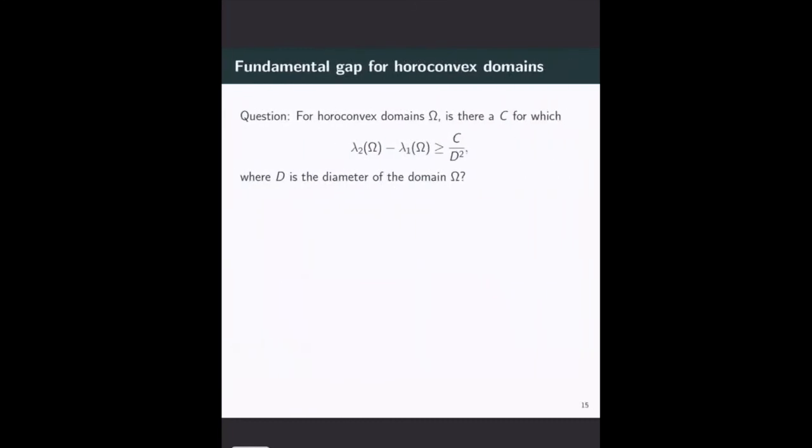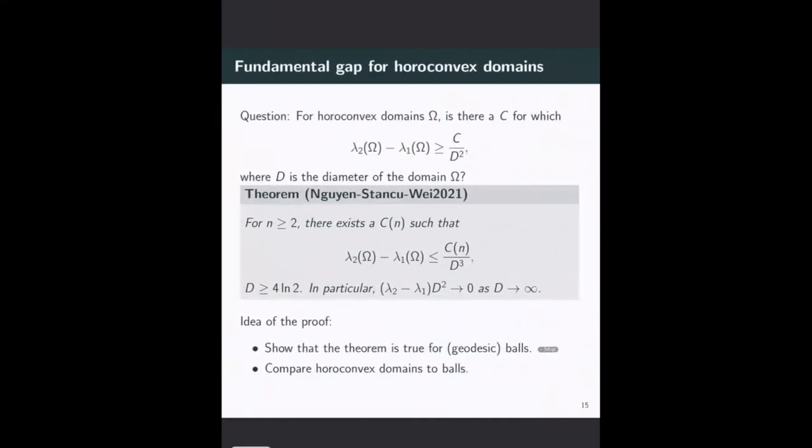So what about horoconvex domain? The answer is also no. In fact, for horoconvex domain, we can find a constant for which the fundamental gap is less than the constant over d cubed. That means that lambda 2 minus lambda 1 times d squared goes to 0 as d goes to infinity.